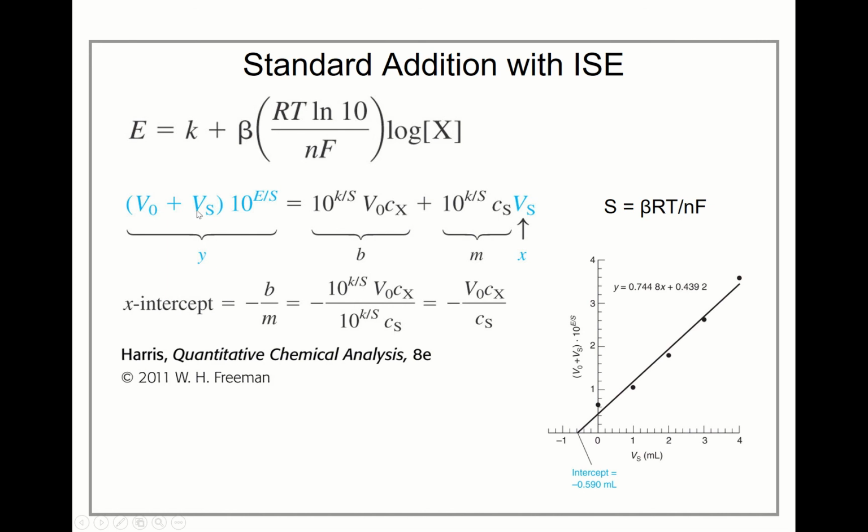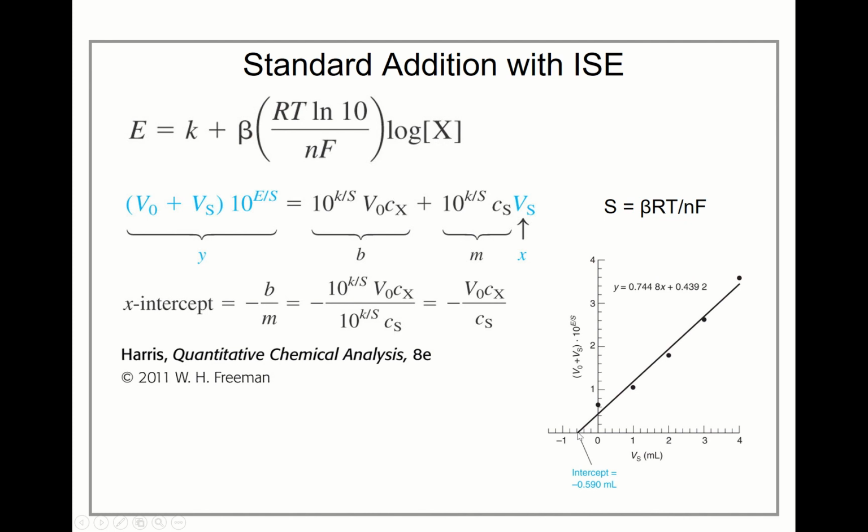V0 is known, and Vs, the added volume, is known. Then you calculate and take this one as y, and this one as s, and you get this type of data. Then you apply the linear least squares method to get not the y-intercept but the x-intercept. You extend this line until it meets the x-axis.